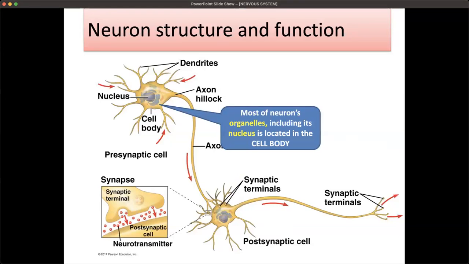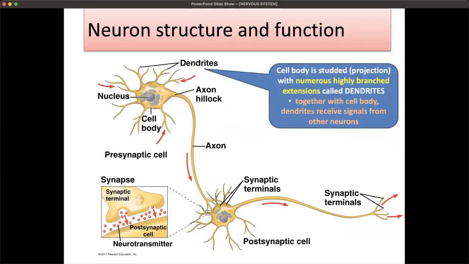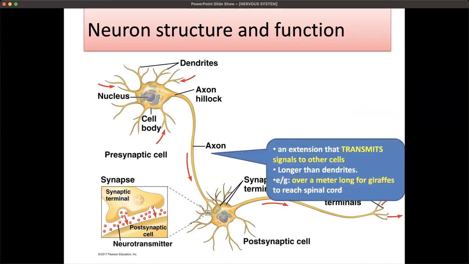So most of the neuron's organelles, including the nucleus, are located inside the cell body. Then the cell body has projections, like finger-like projections, with numerous highly branched extensions called dendrites. It's like a hair structure, the dendrite, projecting out from the cell body. Together with the cell body, the dendrite is going to receive signals from other neurons. So this is where they are going to receive the signals.